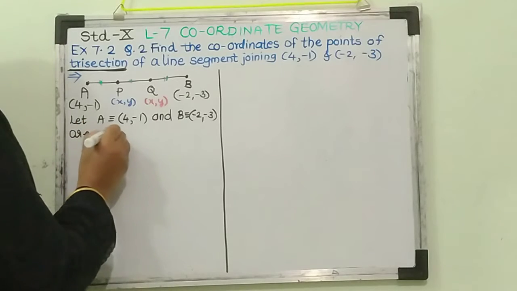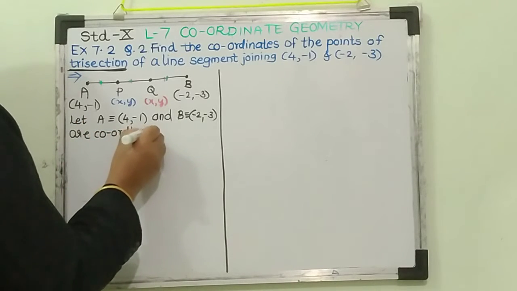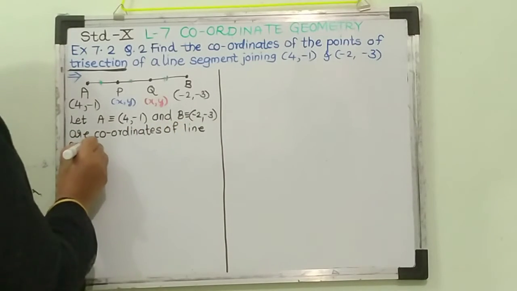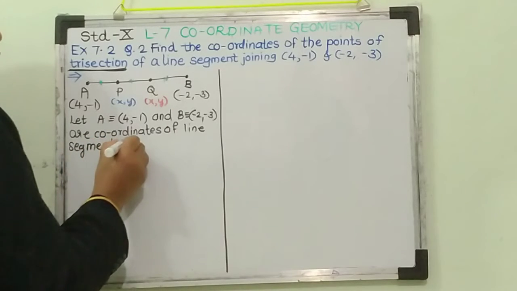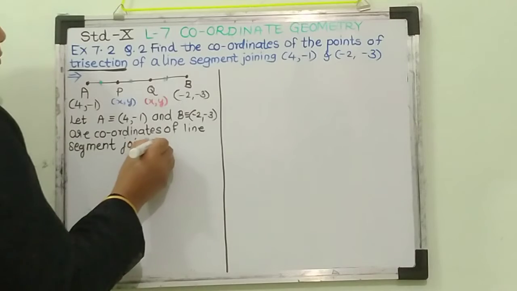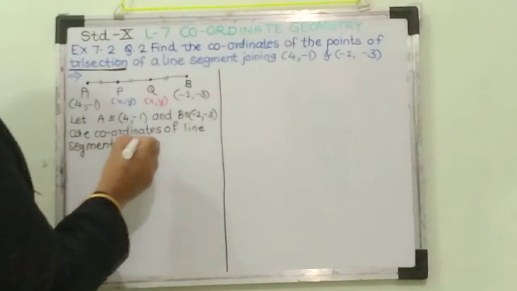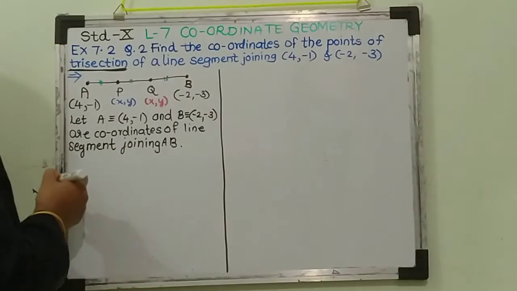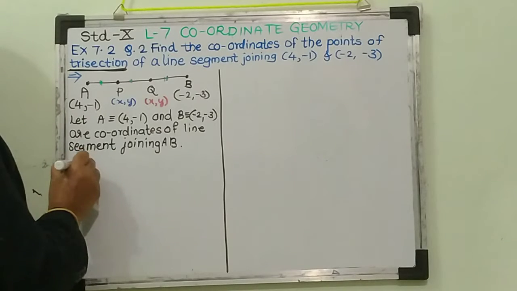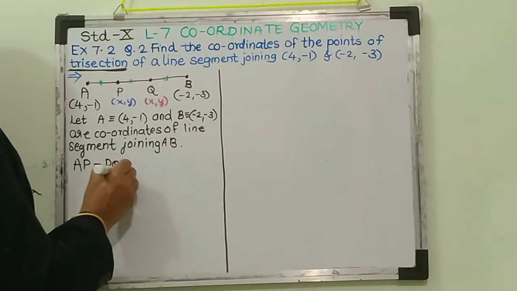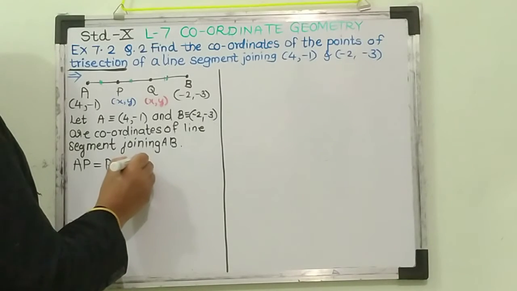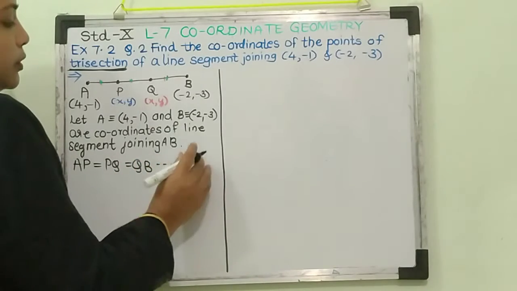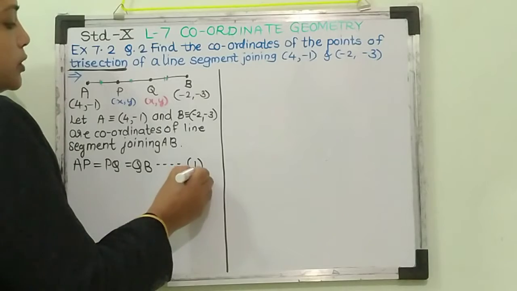These are the coordinates of the line segment joining AB. After that we can write AP equals PQ equals QB, it is given, and we label this as 1.